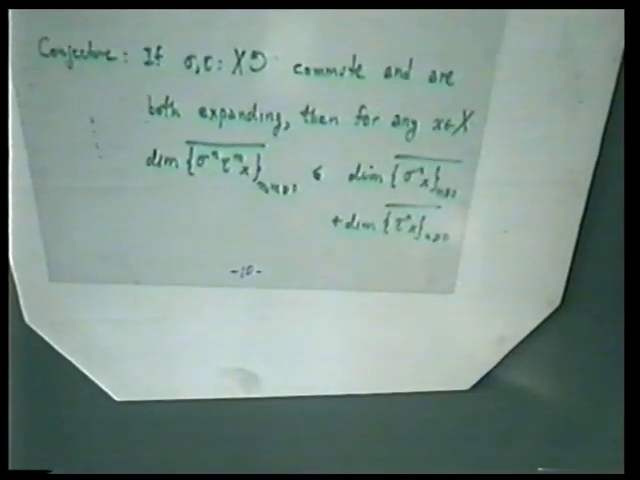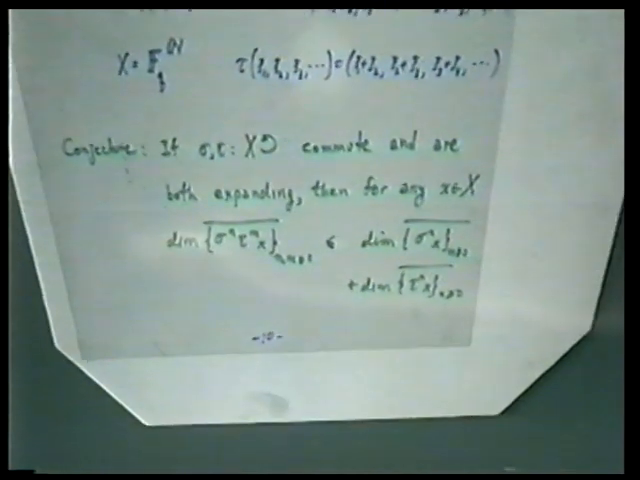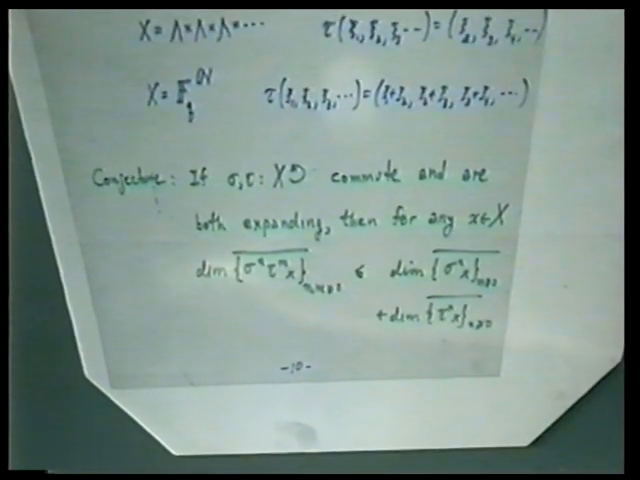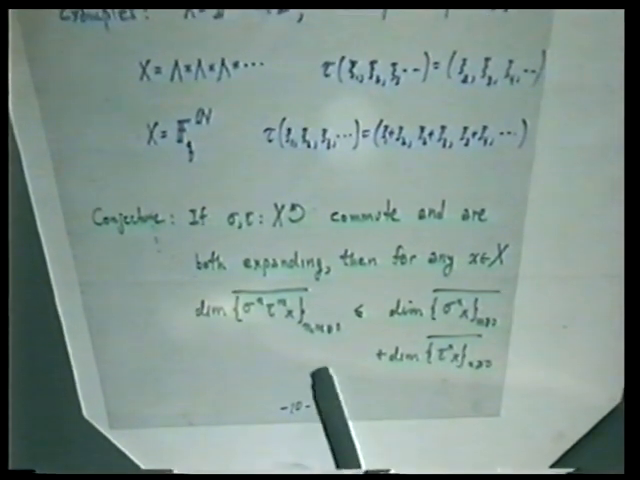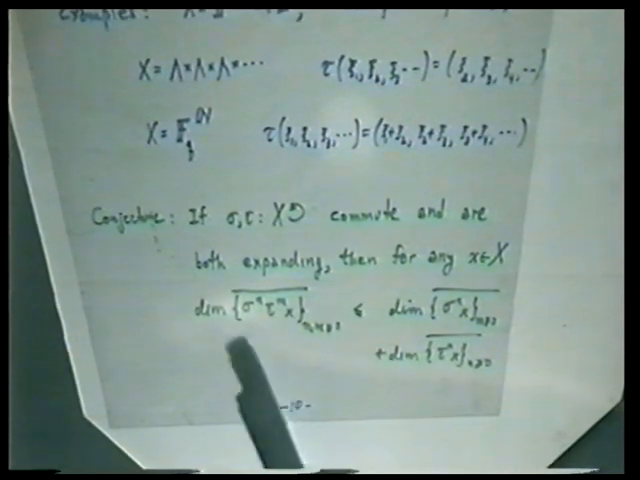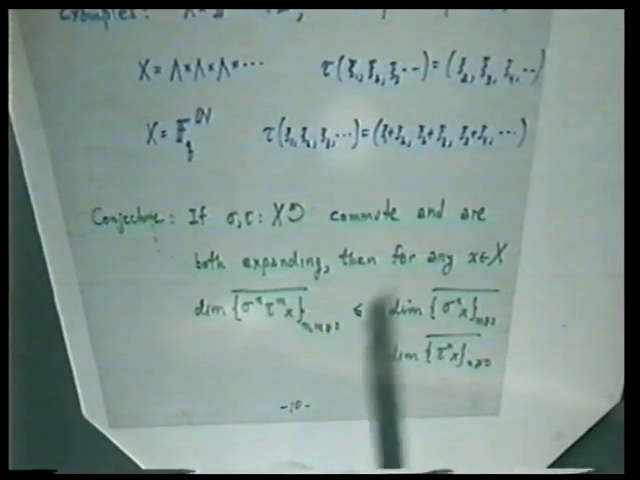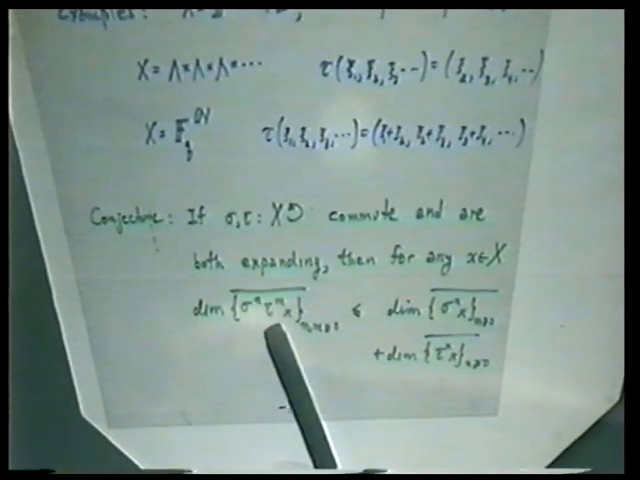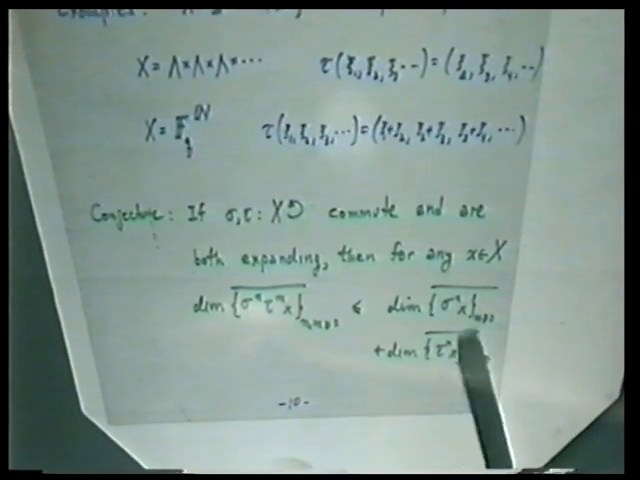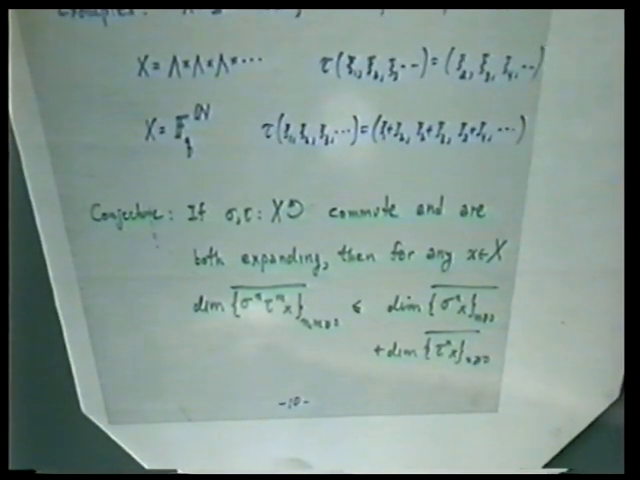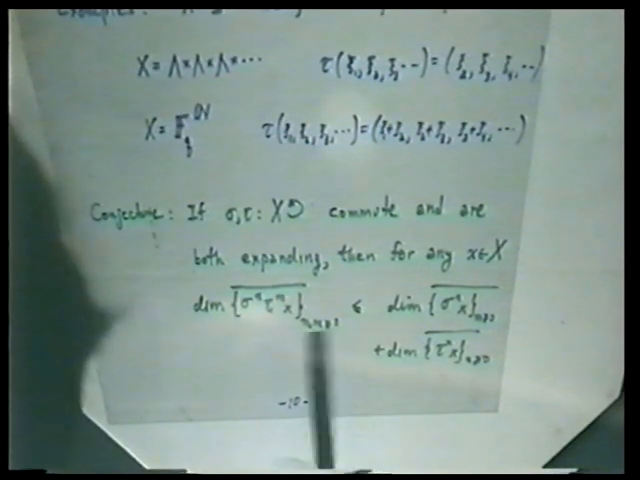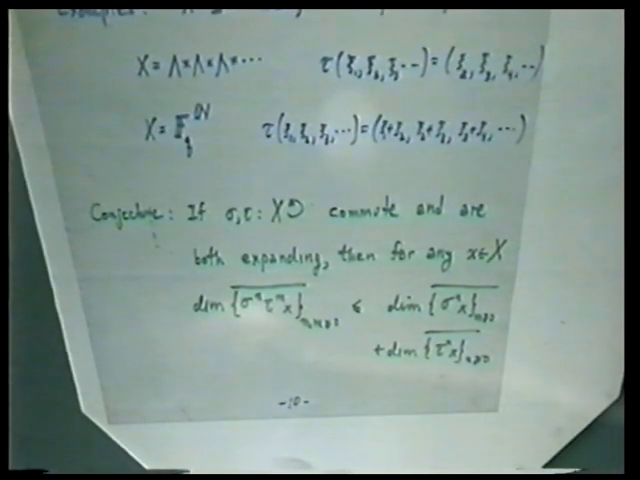The conjecture is that for expanding transformations, for an arbitrary point in the space, if you have two commuting transformations, you can relate the double orbit closure to the single orbit closures by this dimension inequality. The dimension of the big one is less than or equal to the sum of the other two dimensions. Let me just say that this, already in the case of the circle, okay.